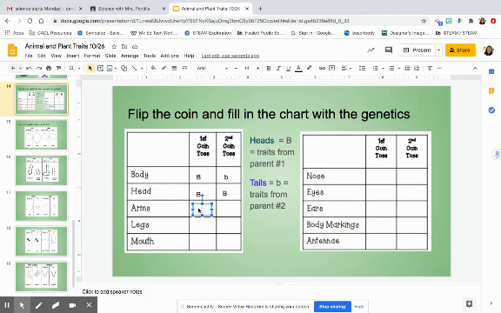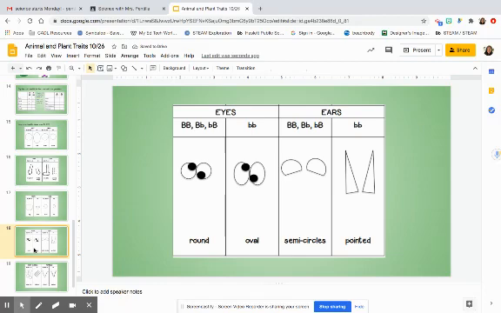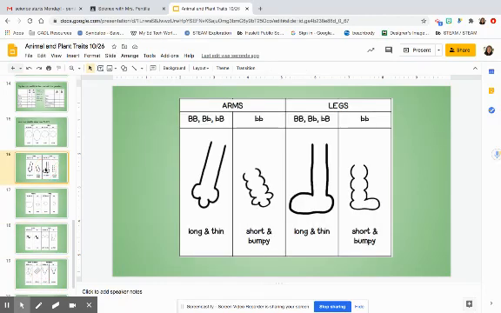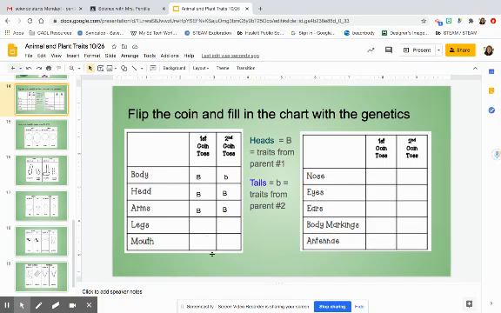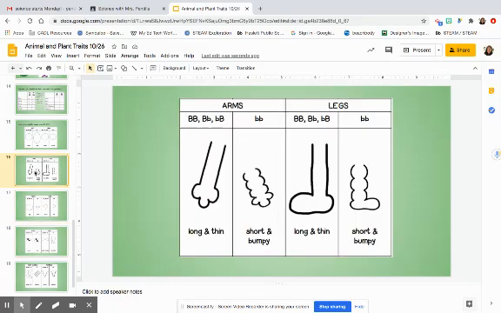So I'm going to do my arms. I have a heads again, so uppercase B. And then we flip again. Oh, I got another heads. Oopsies. Now that was for my arms. So on this piece of paper, my arms were right here. I had uppercase B, uppercase B. So my arms look like this, and they're long and thin. I would fill in this whole chart first, and then I can use this chart to look at each paper and say, okay, here are my arms. They need to look like this.